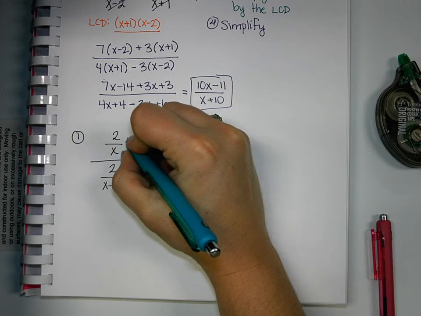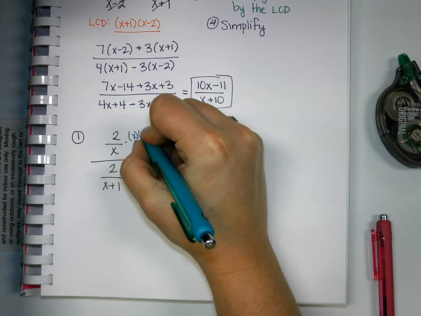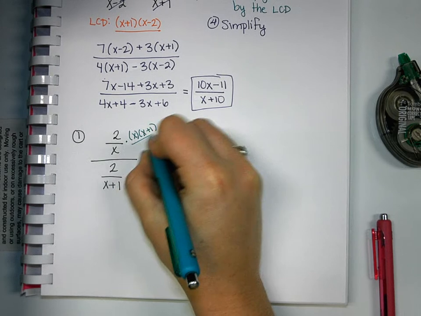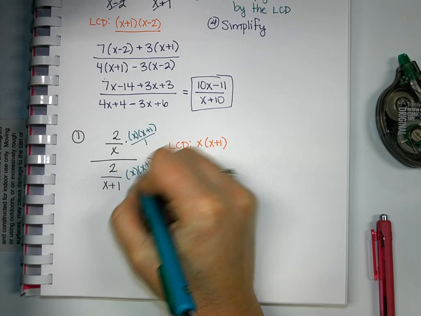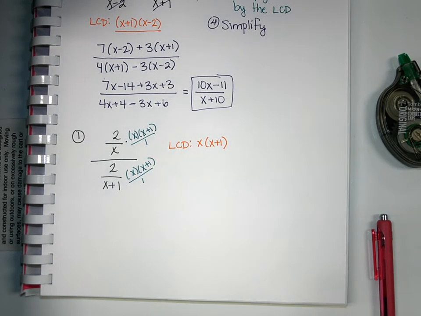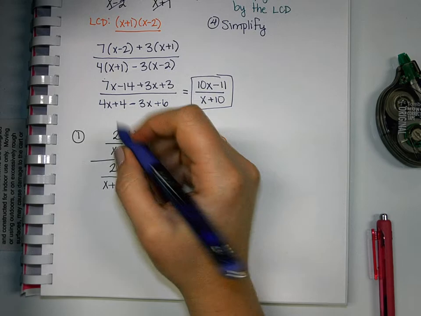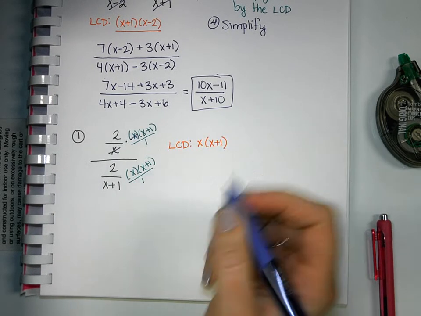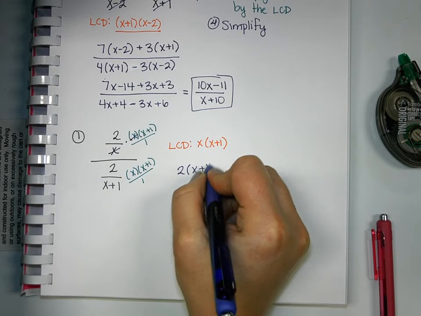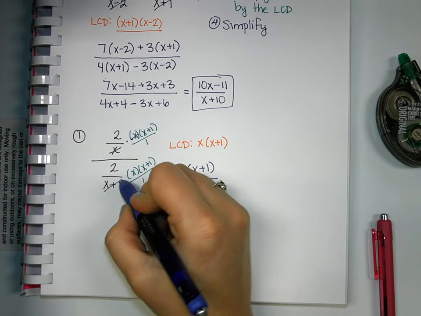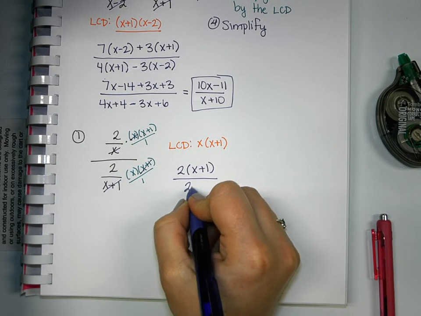So I'm going to multiply x times x plus 1, and remember that's over 1, x times x plus 1, and again remember that's over 1, so we're only doing these to the numerators, I'm sorry. So when I actually multiply, x will cancel with x, and I'll have 2 times x plus 1 left. On the bottom, x plus 1 will cancel, leaving me with 2 times x.